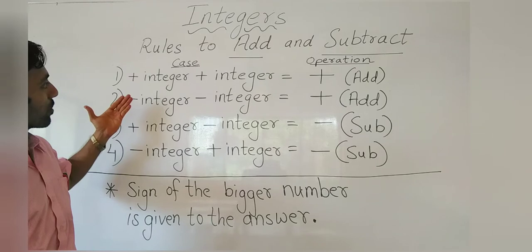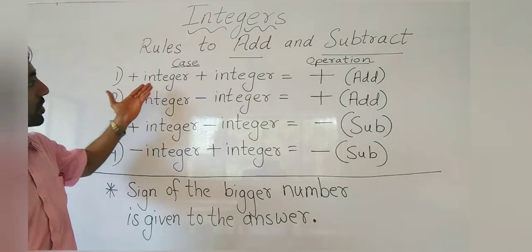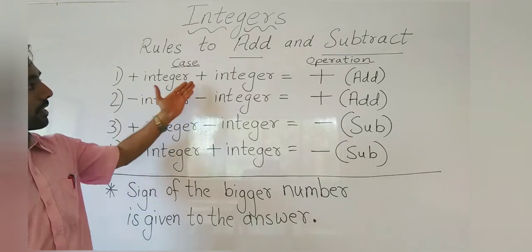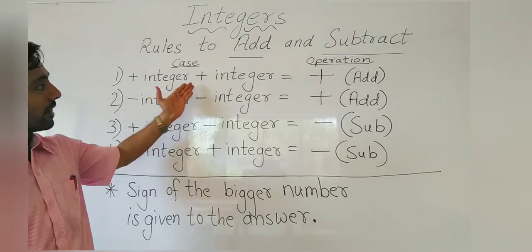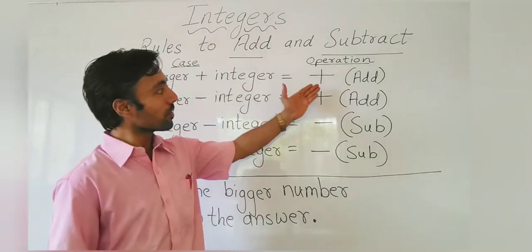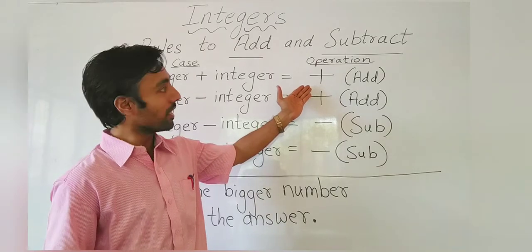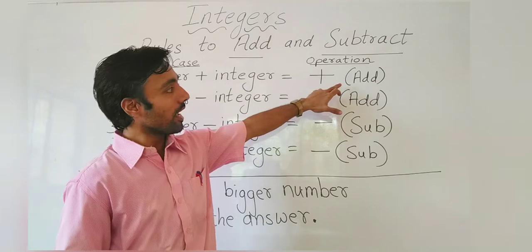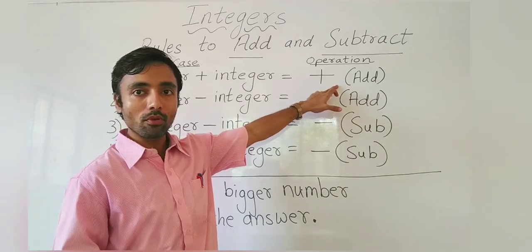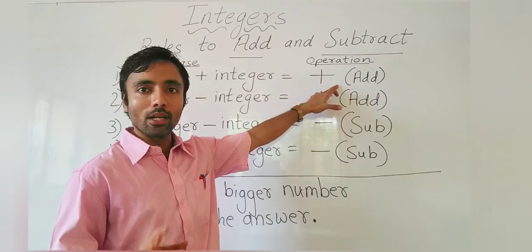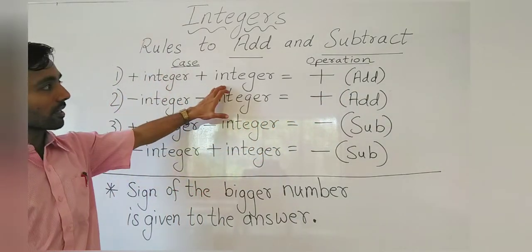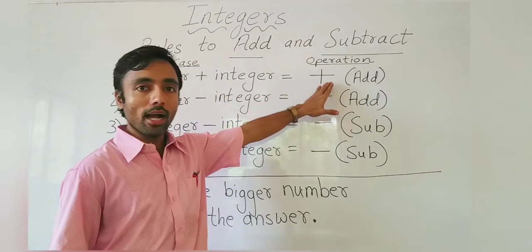So the first basic rule is, when 2 integers are there for calculation and both have a plus sign, at that time the mathematical operation which we will do is add. We will add them. You have been doing this in lower classes, so it's not new to you. When 2 plus integers are there, we simply add them.